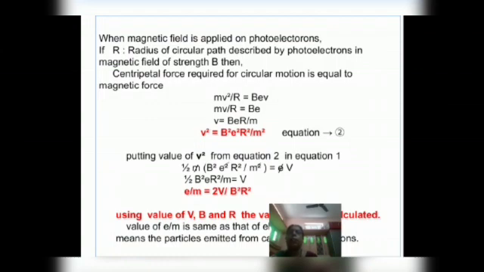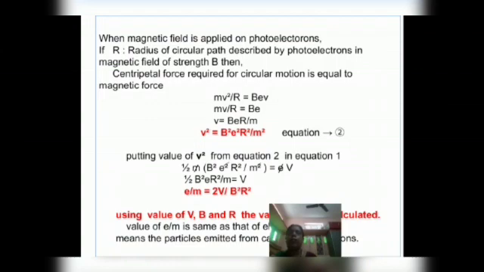Squaring both sides of this equation, v square is equal to B square e square R square divided by m square. This is our equation number 2. Putting this value of v square from equation 2 in equation 1, we get, all of you know, equation 1 is half mv square is equal to e multiplied by capital V. Therefore, half m, putting the value of v square in bracket, B square e square R square divided by m square, is equal to small e multiplied by capital V. Cancelling e and m on both sides, we get half B square e R square divided by m is equal to V.